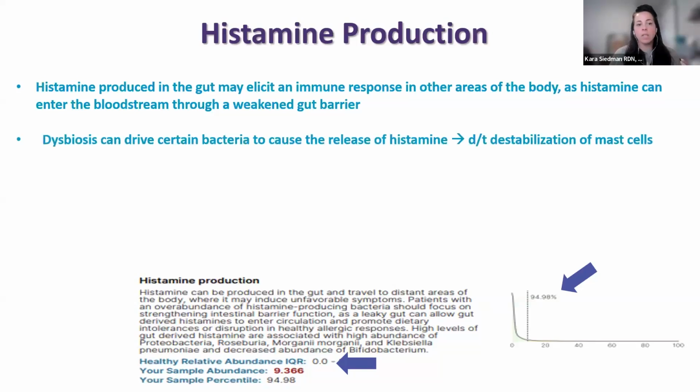So when histamine is produced in the gut, it can elicit an immune response in other areas of the body because histamine can enter the bloodstream when we have a dysfunctional gut barrier. And with dysbiosis, when we have more dysbiotic bacteria, this will actually cause more of a release of histamine. So when dysbiosis is present, we have certain microbes in the microbiome that cause the release of histamine because those organisms are essentially destabilizing our mast cells. H. pylori is one of those, for example.